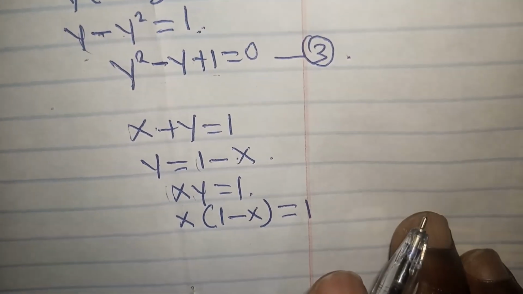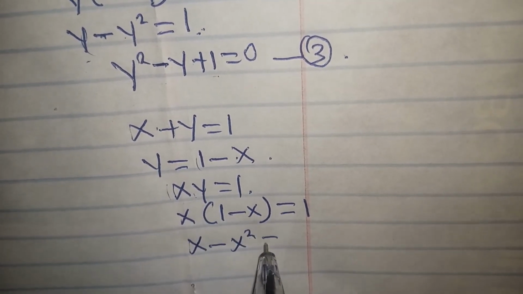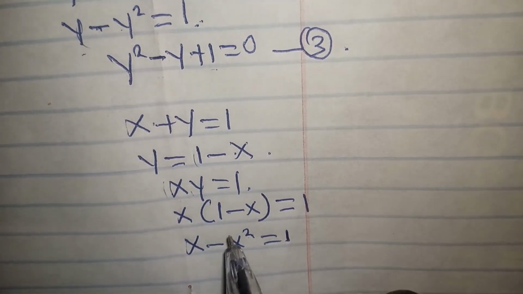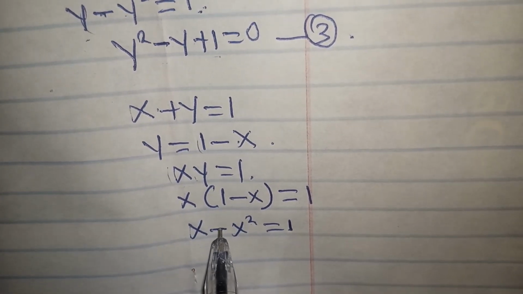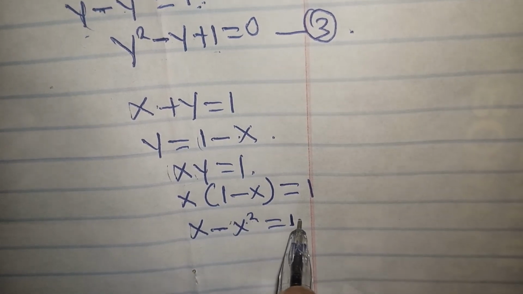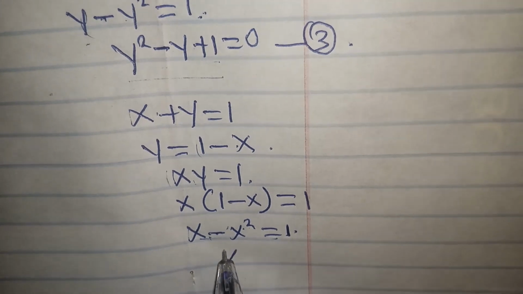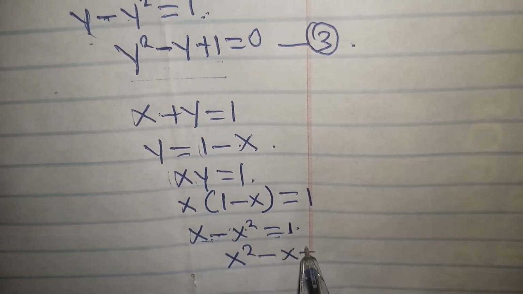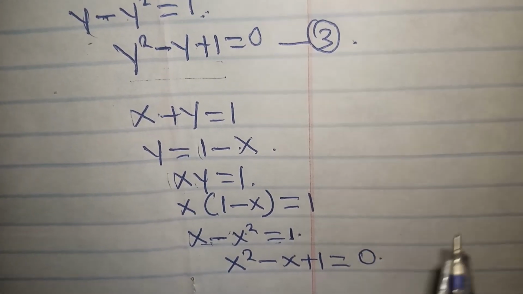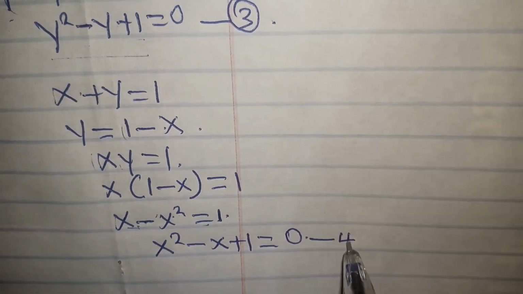If we open the brackets, we have x minus x squared equals 1. In order to remove the negative x squared, we bring the whole of this to the right hand side of the equation, like what we did here. Applying the same principle, we arrive at x squared minus x plus 1 equals 0. This is what we now have. I can call this the fourth equation.